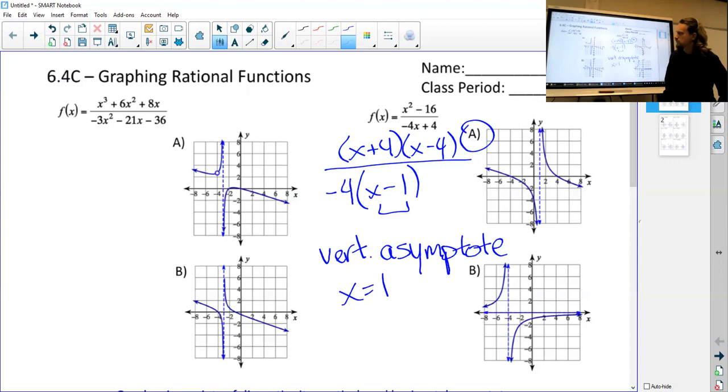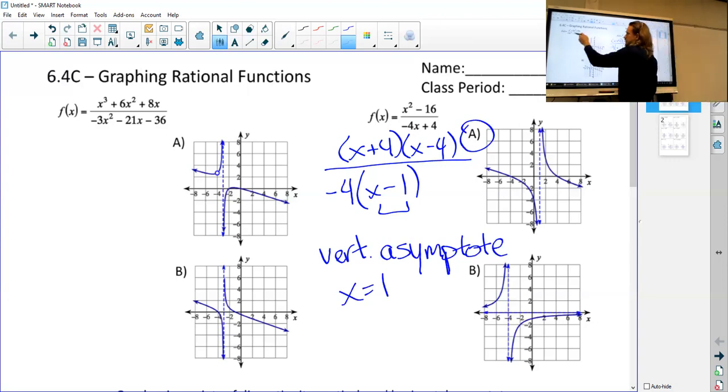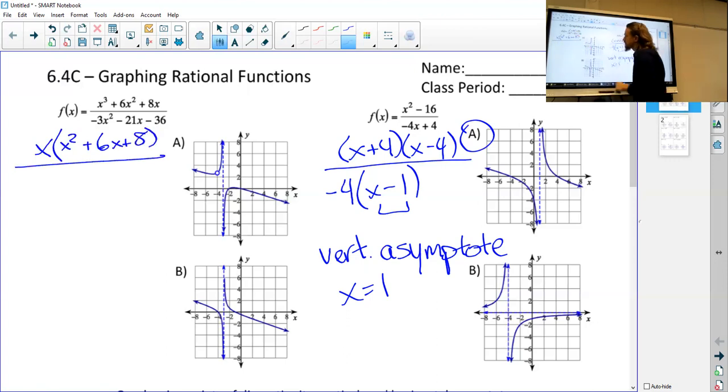And we're going to factor best we can. So I see x to the third, x squared, and x on top. So I know I can factor out 1x. It's going to be x squared plus 6x plus 8. On the bottom, I see -3x squared. So I want to get rid of that one. So if I factor out the -3, that's going to leave me x squared. -21 divided by -3 is +7x. -36 divided by -3 is +12.